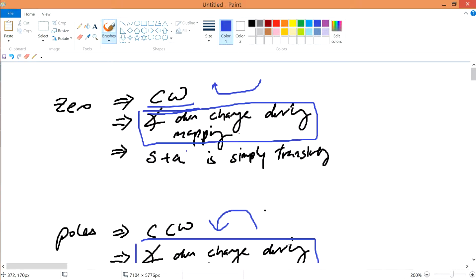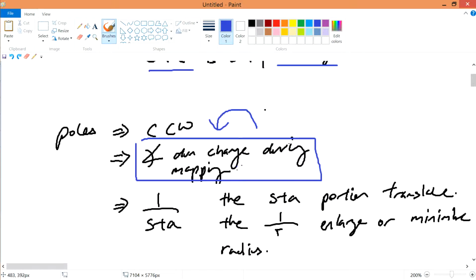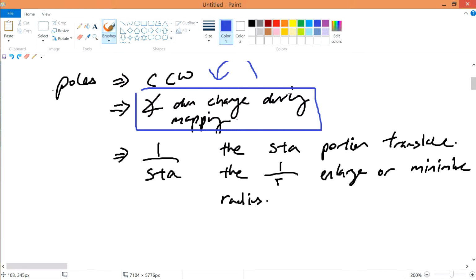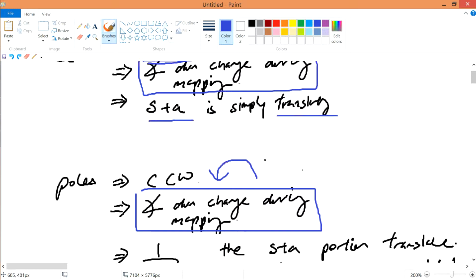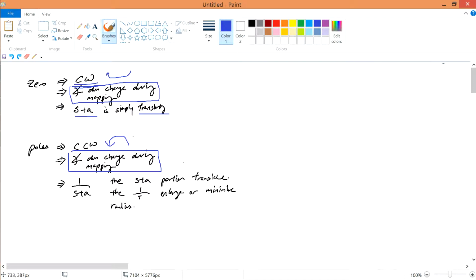And the S plus A is simply the translation of the S domain by a movement of A. Just go back and watch the video if you don't understand what I mean. While for the poles, the S plus A talks about the translation, and the 1 over r constant, if you remember from the previous video, is to enlarge or minimize the radius. That's all. You can enlarge or minimize the S domain.